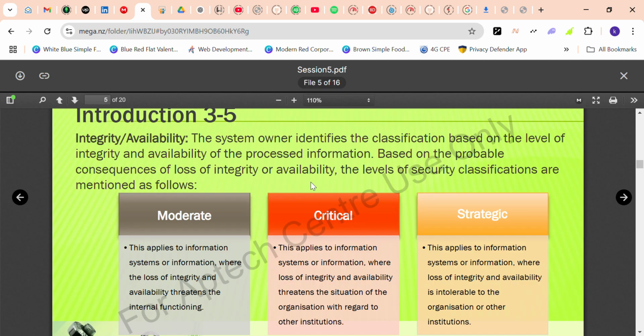So let's talk about moderate. This applies to information systems or information where the loss of integrity and availability threatens the internal function. And we also have critical. This applies to information systems or information where loss of integrity and availability threatens the situation of the organization with regard to other institutions, that is, with competitors.